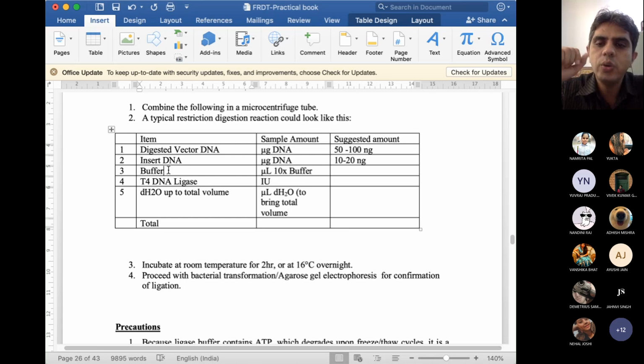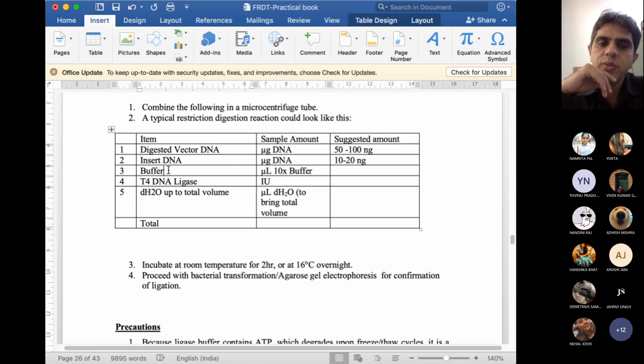So this buffer is going to provide you all the necessary conditions, as you are referring there, but you are not writing what the necessary conditions are. Necessary conditions simply means pH and your divalent ions like magnesium ions. So everything is going to be there in your buffer, and that is going to be 10x initial.